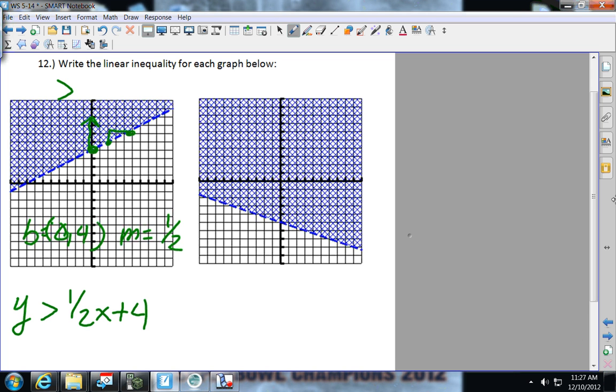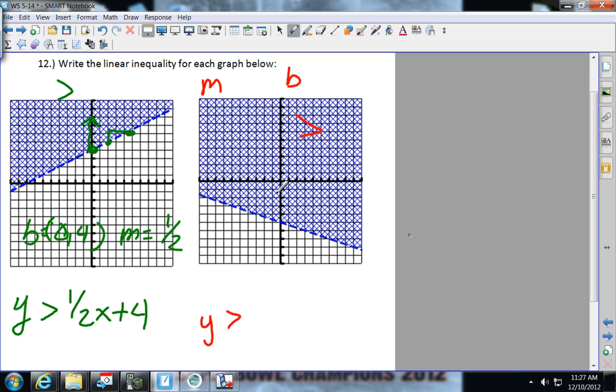Okay, on the next one, first thing I see is that there's a dashed line. That means it's not equal to. If I start at the y-intercept right here, I see that the shading is above. That means greater than. So I know it's going to start y is greater than.